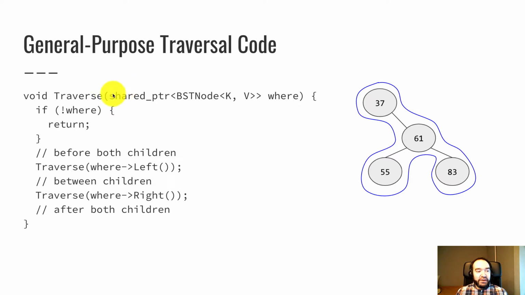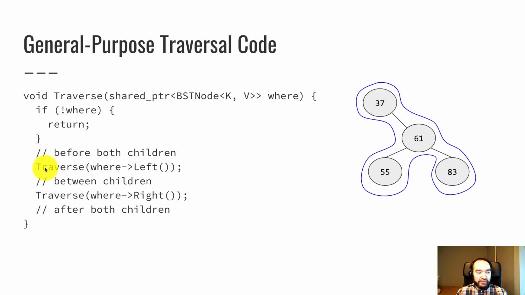So the input to traverse is a pointer to a node that needs to be traversed. Initially, that would be the root. We have the conventional base case that if where is a null pointer, we stop, we don't do anything. If we get past that if, where is pointing at a real node. And if we wanted to, we could put some code here where this comment is to do something before either of the children have been recursively traversed.